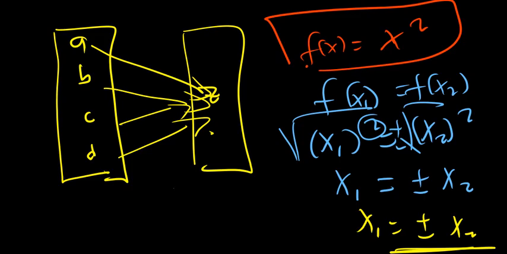So I can only conclude that it is one-to-one when I have got this positive only. So therefore this is not one-to-one. So this is the basic idea behind relations and functions. Okay.